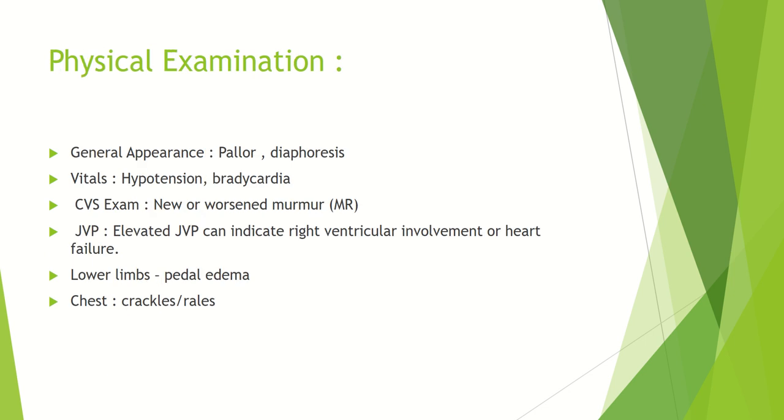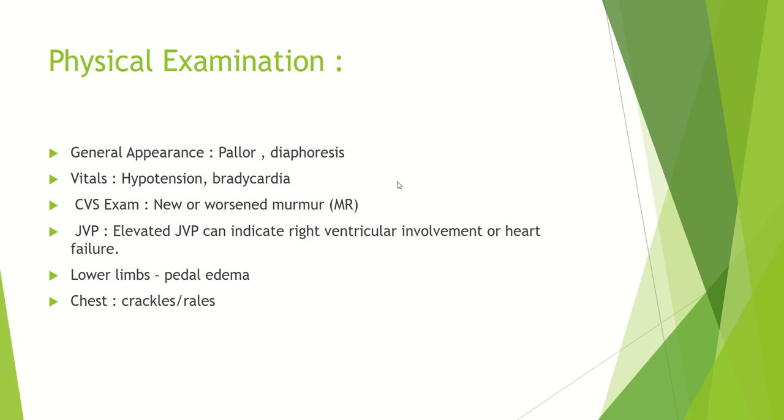So, moving on to the physical examination, you're looking for a general appearance of the patient. So, comment, my patient is pale. I can appreciate diaphoresis. Ask for the vitals and mention that your patient is hypotensive, bradycardic, tachypneic, and hypoxic. So, hypotension can be present because of right ventricular involvement, and bradycardia can be present due to the involvement of SA or AV node.